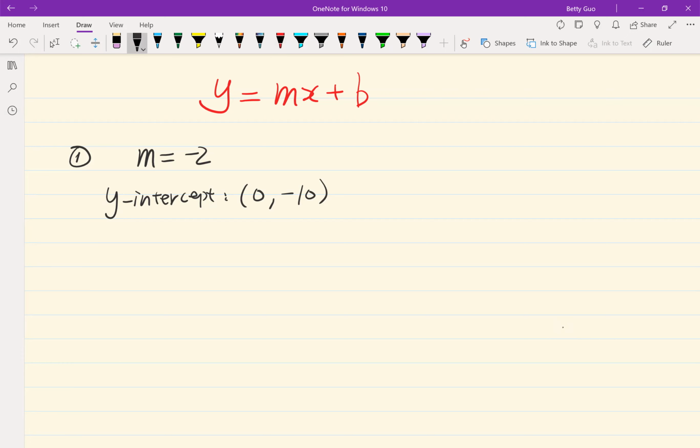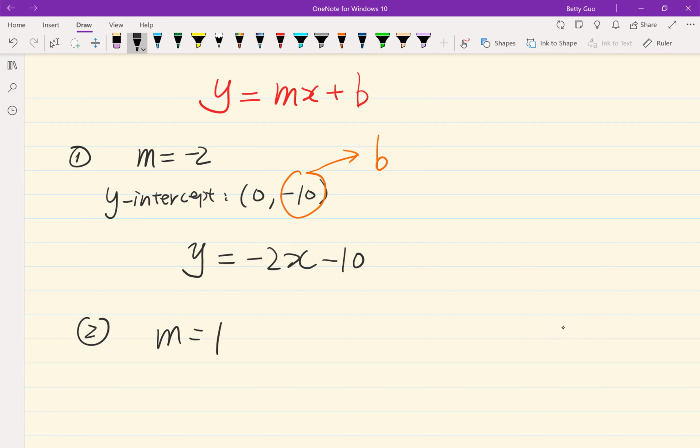What is it? Y equals negative 2 times x, and then minus 10. Do you see that? Is that doable? So you just plug in m equals negative 2, right? And where do you find your b? This is your b. The y coordinate of the y-intercept is the b. Is that doable? Let me give you another one.